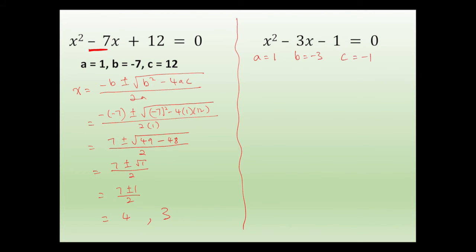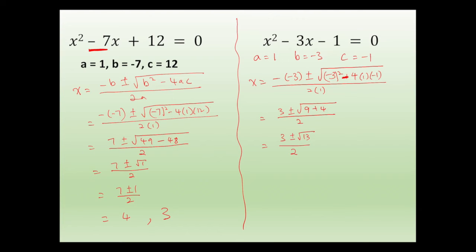The next one, we know a equals 1, b equals minus 3, and c equals minus 1. So therefore, x equals minus of minus 3, plus or minus the square root of minus 3 squared, minus 4 times 1, c is minus 1, over 2 times a, which is 1. Therefore, you get 3 plus or minus the square root of 3 squared, which is 9, plus 4 times 1, which is 4, over 2 times 1, which is 2. That is 3 plus or minus the square root of 13, over 2.